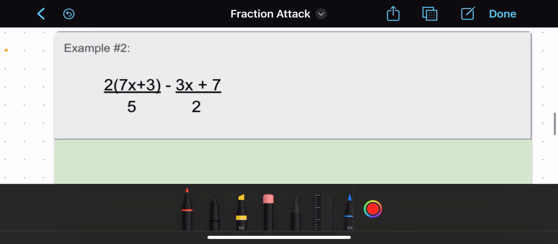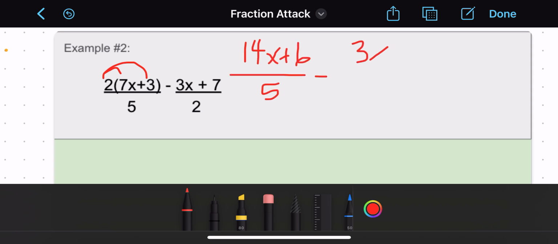In this example, I noticed right away that the left fraction is using the distributive property, and I'm going to go ahead and do that so that everything is just a little bit easier to look at. So I'm going to distribute this 2. That's going to give me 14x plus 6 over 5. And then I still have minus 3x plus 7 over 2.